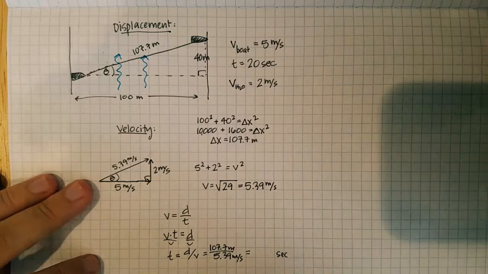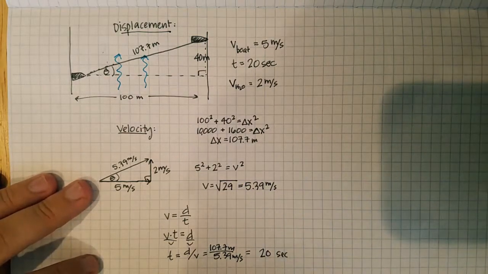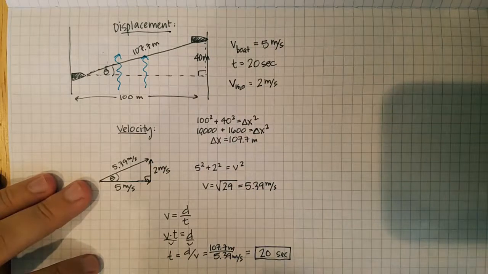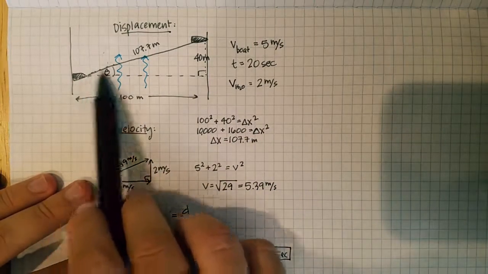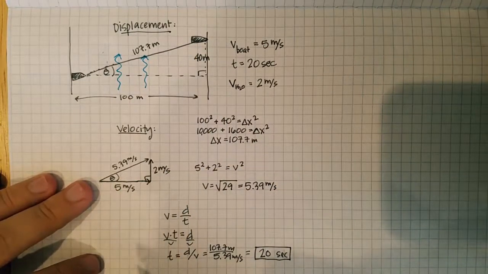And if I do some quick math, exactly 20 seconds. Especially if I didn't round any of my decimal places, which I did on paper, but not in my calculator. So it takes exactly 20 seconds. So even though he has to go farther, he's going faster and by the same proportion.